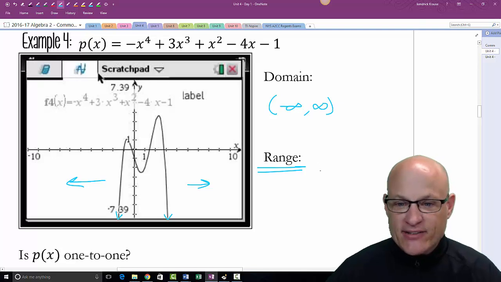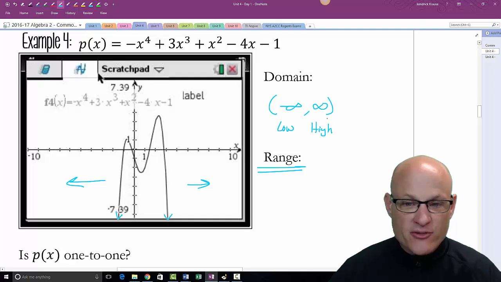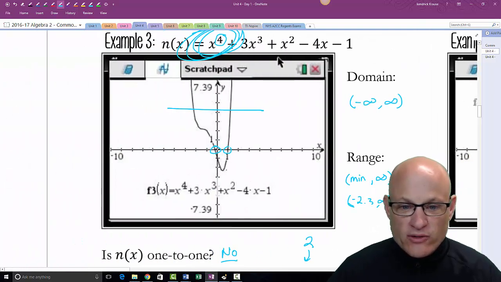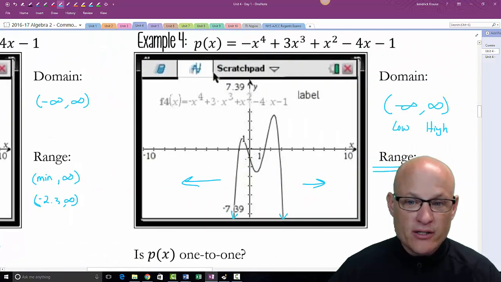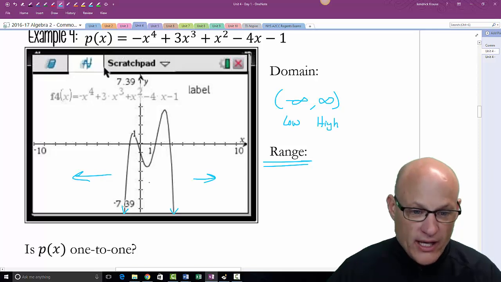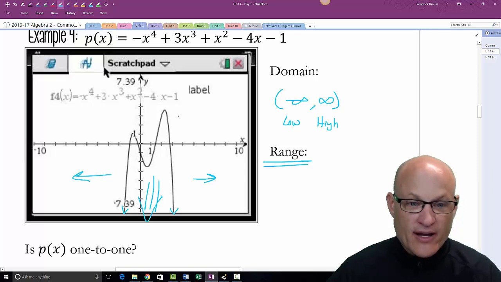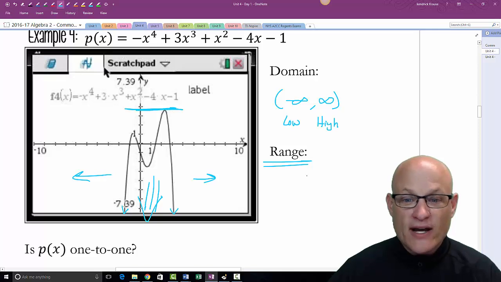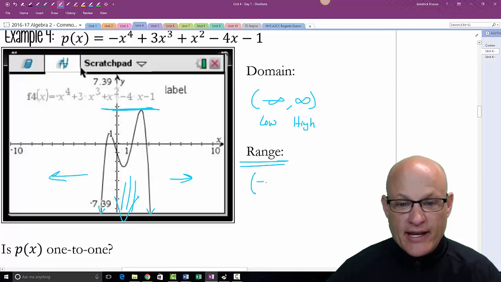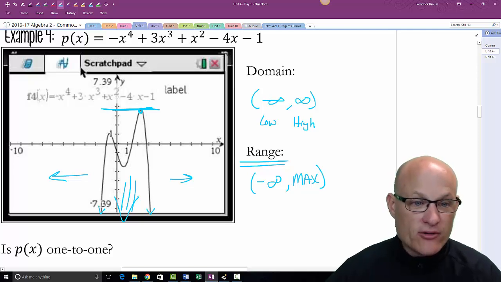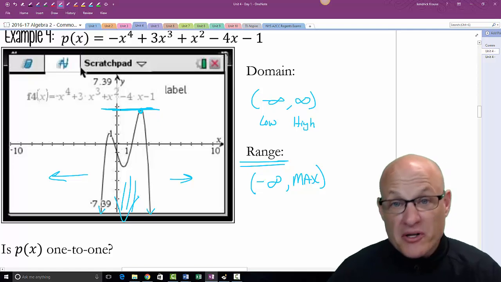So in this case, again, it's always low on the left, high on the right, right? So on this one over here, the low was down here, and the high was way up at the top. This one, the low is way, way, way down there somewhere, and the high is right here. So if I have to do range, low on the left, high on the right, I'm going to go negative infinity to whatever the maximum is of this graph. And that's that point right there. I don't know. Looks like maybe 3.7.